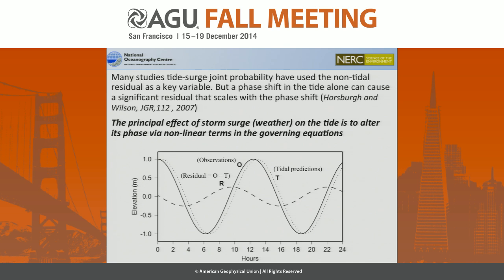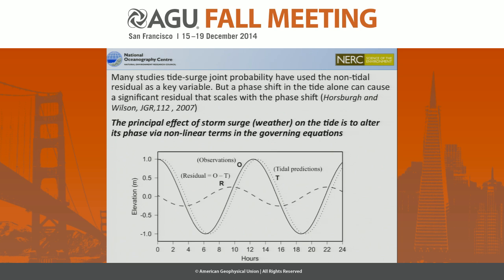So I just want to start first of all with the effect of the weather system on the tide itself. And back in 2007, Chris Wilson and I published a paper which showed mathematically, but quite simply, that most of the phase shift effects, where tidal high waters are adjusted, are the main effect of the weather on the tide. Now this gives rise to a residual pattern, and if you use this phenomenon, the non-tidal residual, as your key variable in analysing storm surge statistics, then it will be misleading.